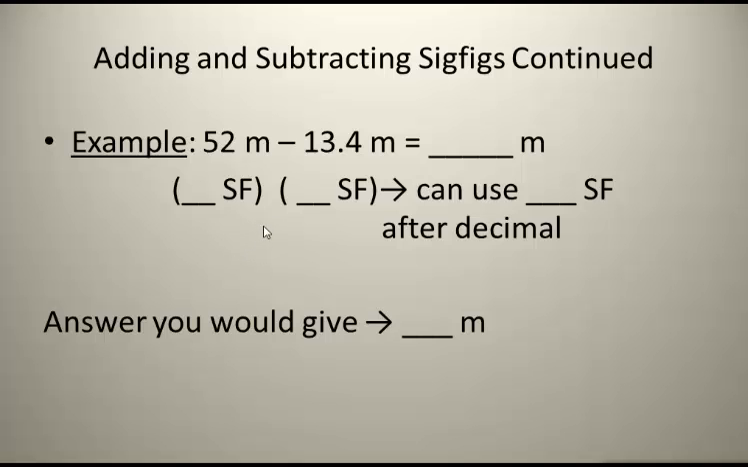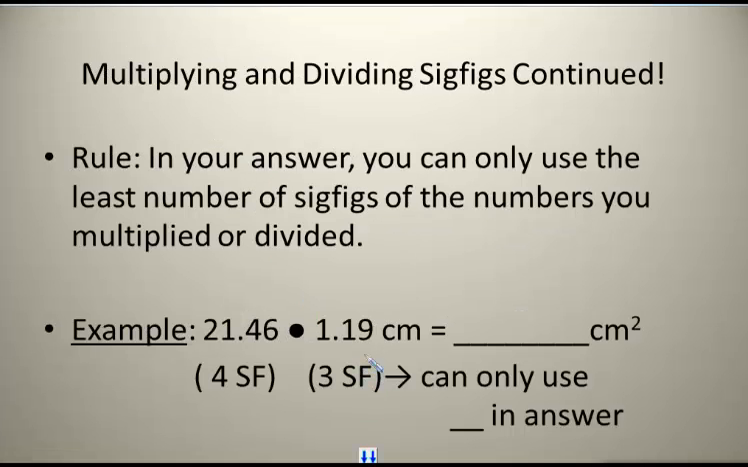Okay? In multiplying and dividing, it is the least number of significant figures, not after the decimal, not which placeholder, but total significant figures. So if we look at these, least number total significant figures. So a number like this has 4 significant figures. A number like this has 3. If I put that in my calculator, 41.46 times 1.19, I'm going to get 25.5374.